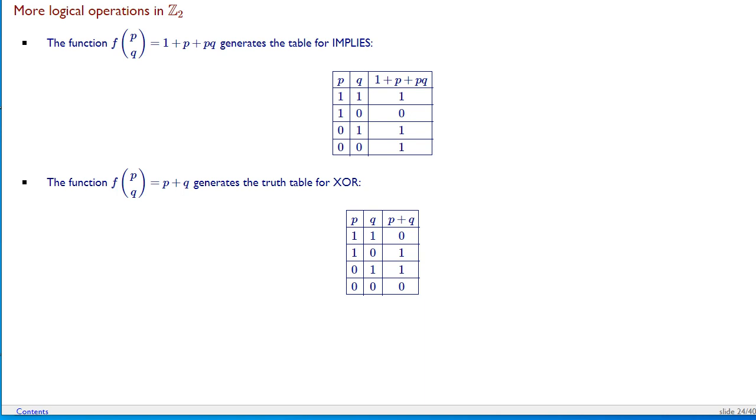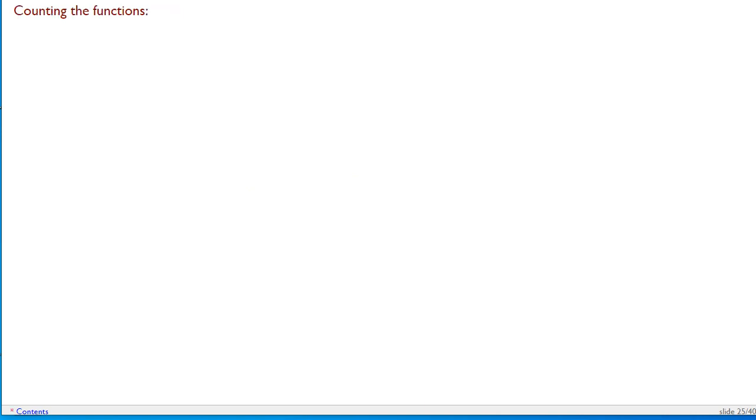Finally, P plus Q generates exclusive OR. If P and Q are equal, then P plus Q is equal to 0, which is equivalent to false, so we get 1, equivalent to true, only in the case where P and Q have different truth values.